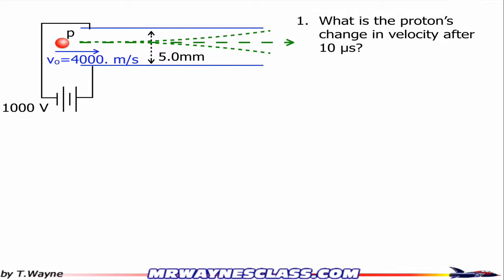This video is an example problem of a charged particle moving through an electric field. So I've got a proton traveling between two plates, starting off at 4,000 meters per second. The plates are 5 millimeters apart. It's connected to a 1,000 volt battery.